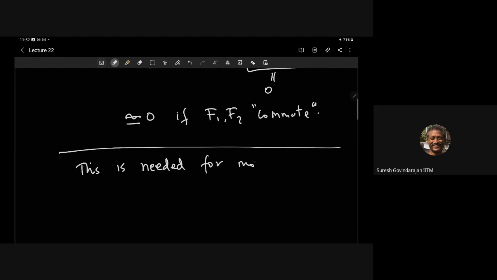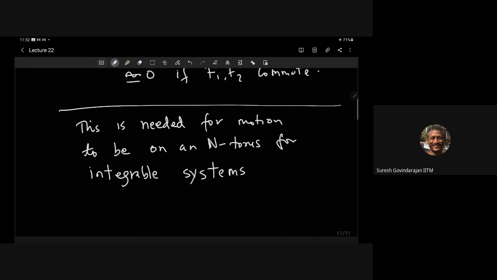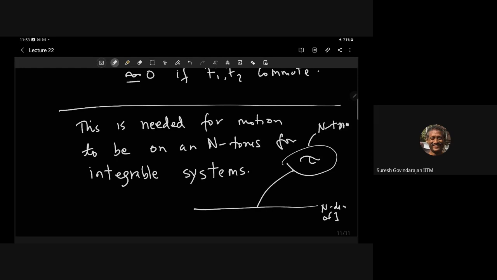for motion to be on an n torus for integrable systems. Okay. So it's not some random thing. So the picture you should have in mind is some n-dimensional space of I's, and on top of it we have some n torus. This is achievable only for an integrable system.